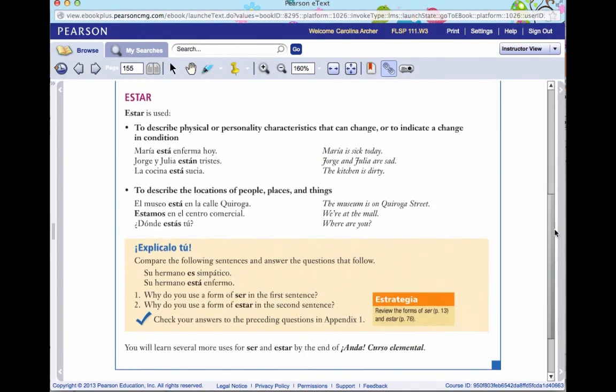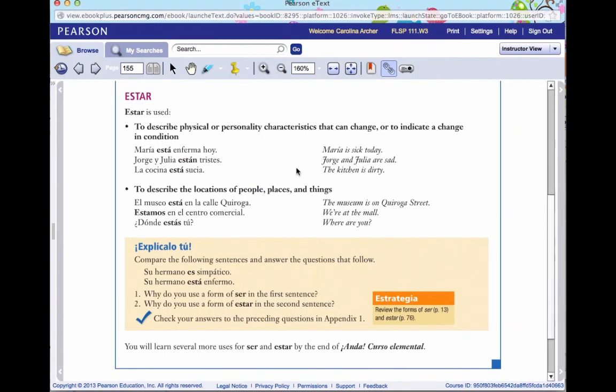And estar is used to describe physical or personality characteristics that can change or to indicate a change in condition. So María está enferma hoy. She's not always sick, she's sick today. Jorge y Julia están tristes. They are sad, but that can change. La cocina está sucia. The kitchen is dirty now, but we can clean it and it can be clean. So está sucia.